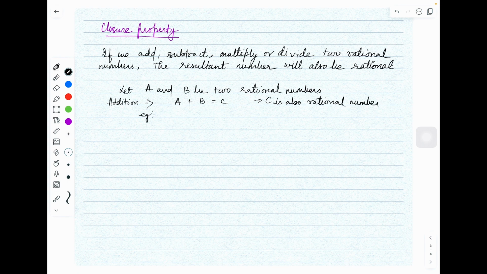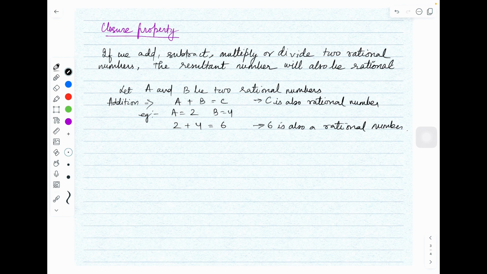Example: a equals 2, b equals 4. So 2 plus 4 equals 6. 6 is also a rational number. This means that a and b are two rational numbers. If you add the two rational numbers, the resultant number that we are getting is also a rational number.